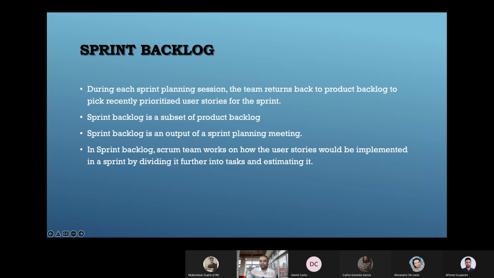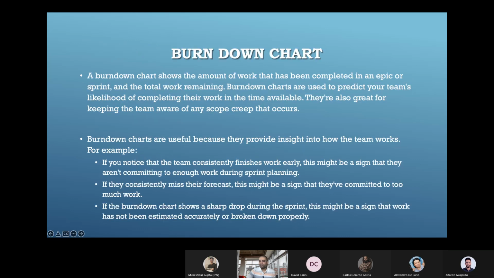Please pause me if you have any doubt. Okay, we'll move to the next thing, that is the burn down chart. When we say chart, yes, it's a chart. And what are we burning? We are burning stories. We are burning story points.